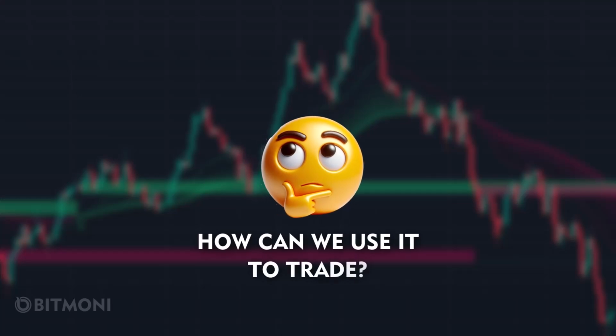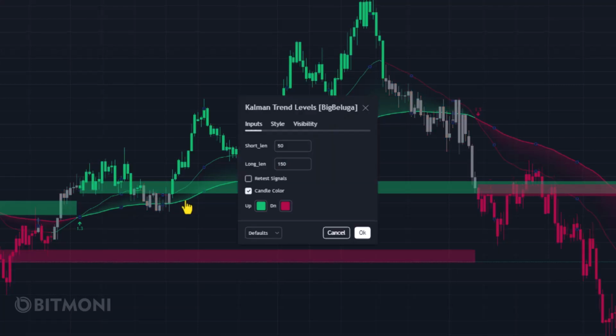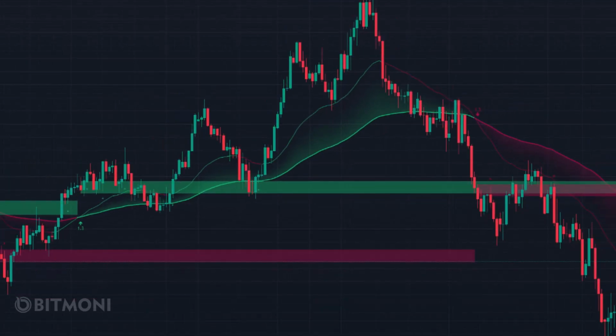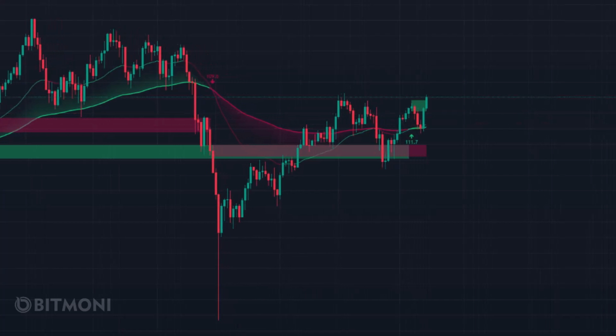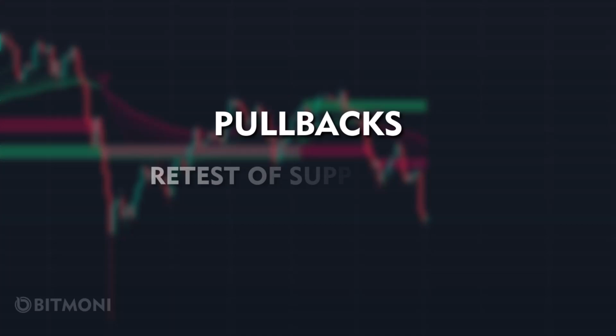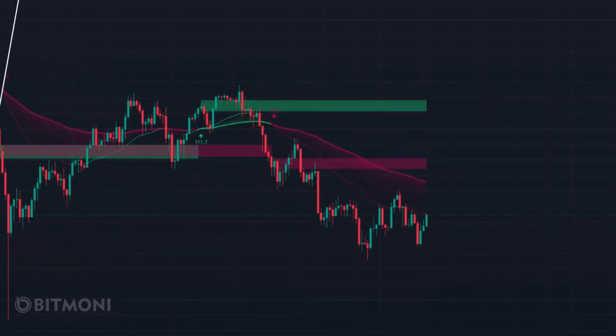Now that we know exactly what this indicator is made of, the next question is, how can we use it to trade? Well, it's really simple. I first of all want to say this. The settings I'm going to be using for these strategies are the default settings. You just want to make sure to double-click on the indicator and enable the retest signals. After that, click OK. Now we have two strategies that are possible with this indicator. The first one is pullbacks. The second one is retests of support and resistance levels. Let's start with the very first one.